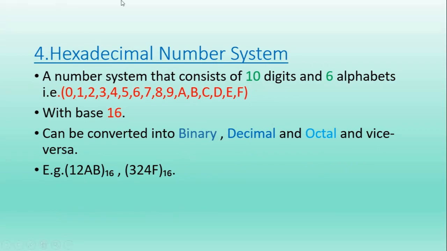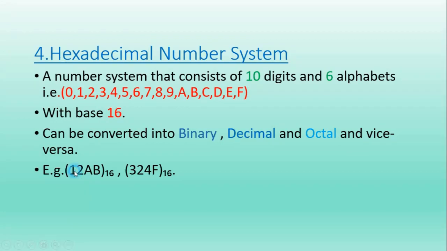Now let's go through the hexadecimal number system. The hexadecimal number system is quite unique among the other number systems, and it consists of 10 digits and 6 alphabets. This number system has base 16. It consists of the 10 digits 0 to 9, and the alphabets from A to F, which total 6 alphabets. Therefore it has base 16. And similarly, it can be converted into binary, decimal and octal, and vice versa.